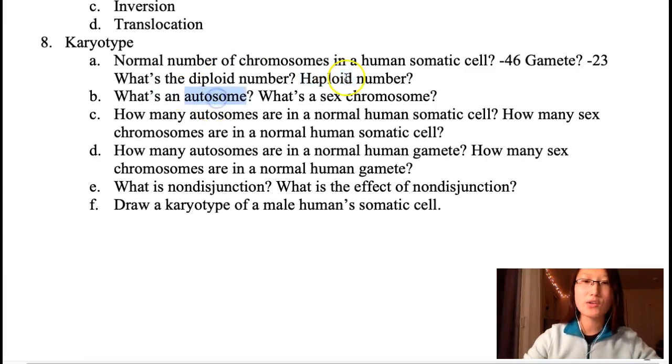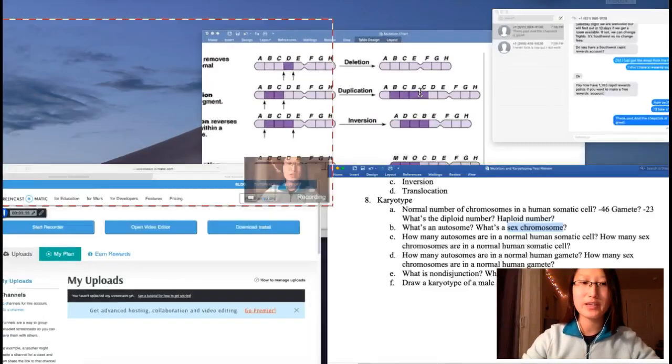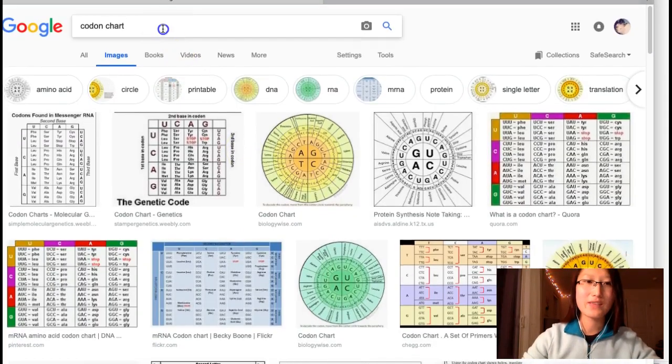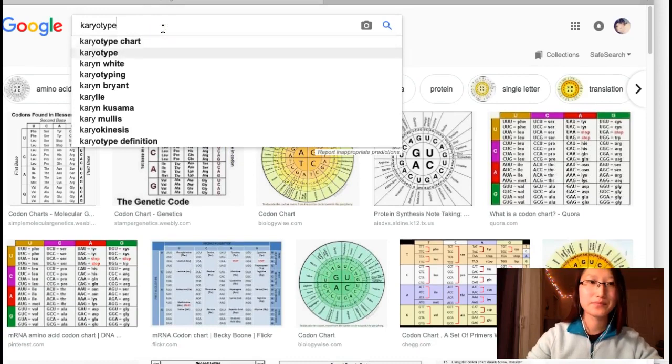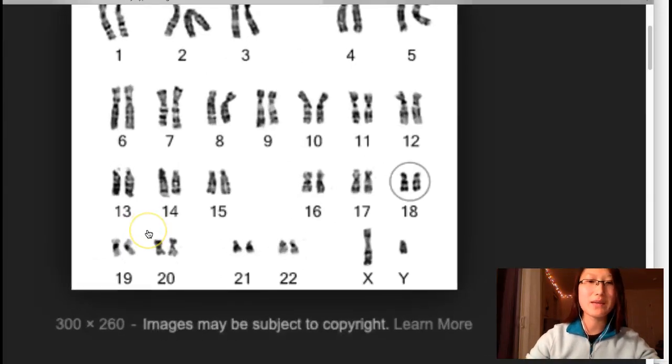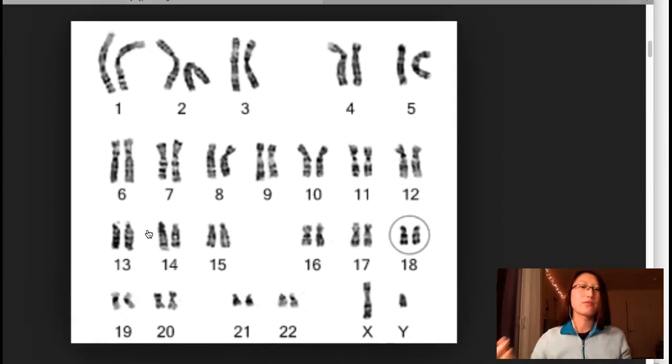Now, new words: autosome and sex chromosomes. If we were to look at a karyotype, such as this one, first off, you are asking, what is a karyotype? A scientist would look at a person's cell, and they would freeze the chromosomes in place so that we can separate them and organize them. We would organize the chromosomes by pairs. Pairs of chromosomes are called homologous chromosomes.